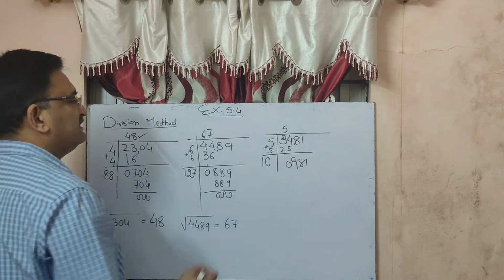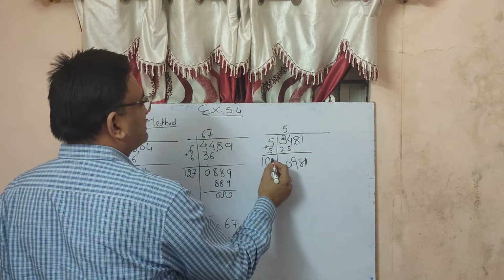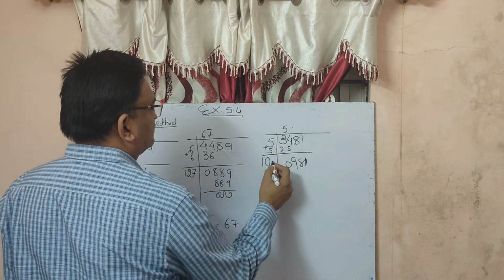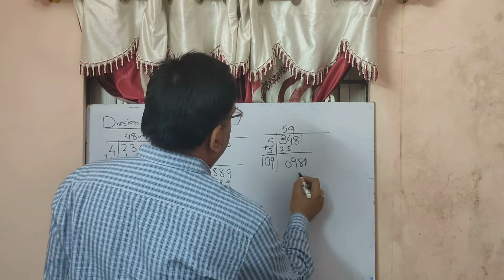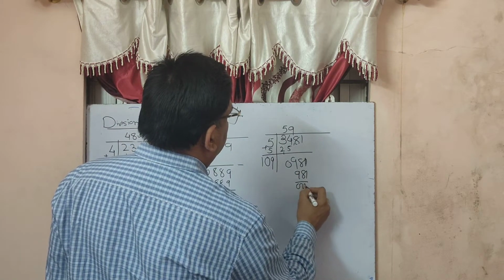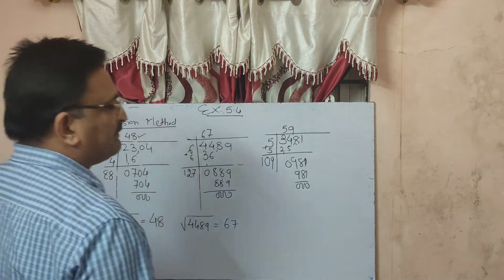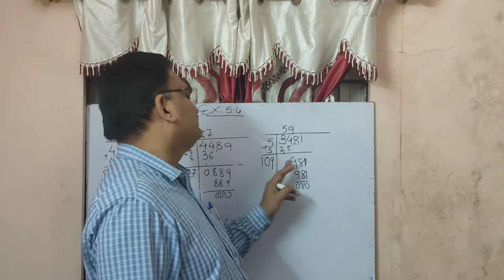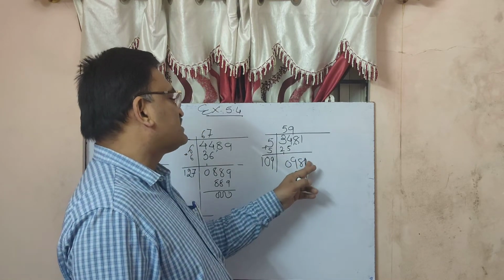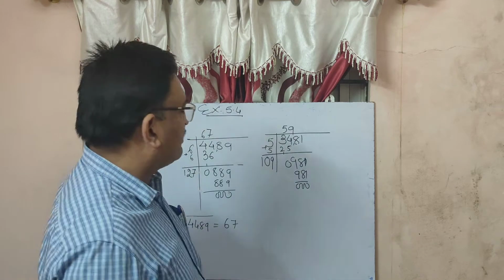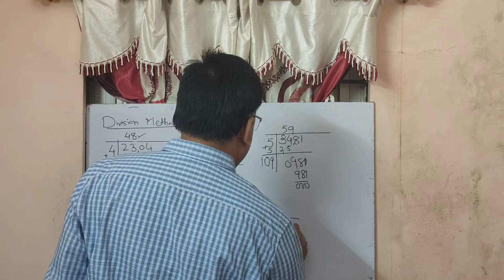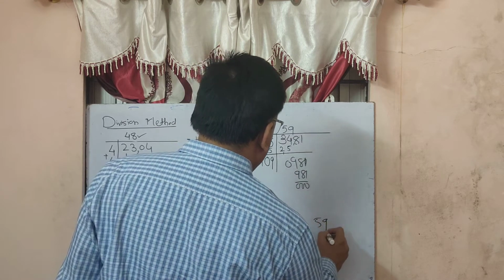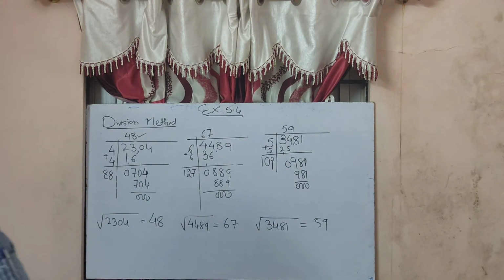Whatever you are going to see, the last number is 1. It means here it should be a 1 or 9. So let us try 9. 109 into 9 is 981. There cannot be another number. If you write 1 here, then 101 into 1 is 101. So if you want to get the last digit 1, it should be 9 only. Very simple. The square root of 3481 is 59. Only in one step you are getting the answer.